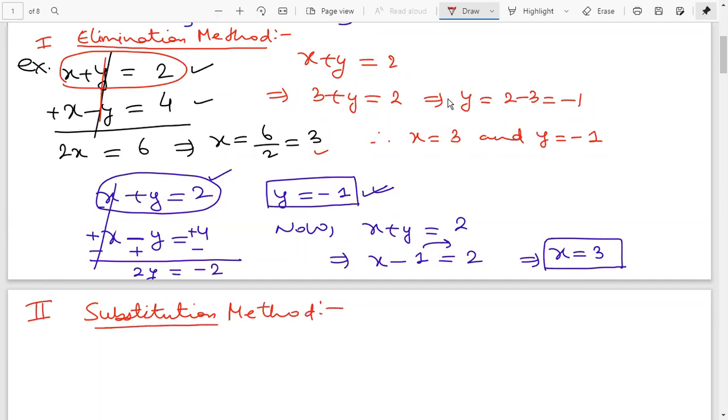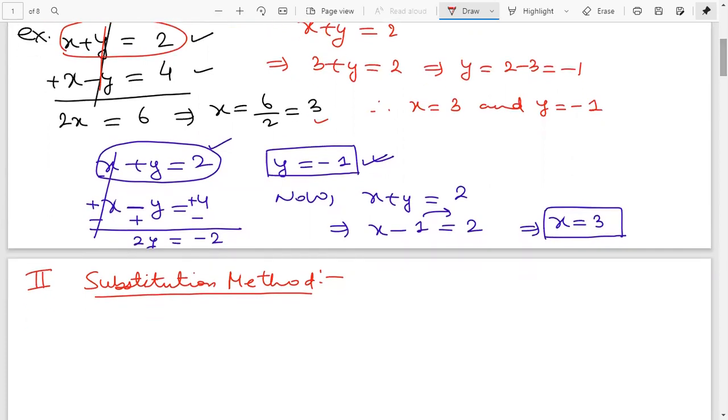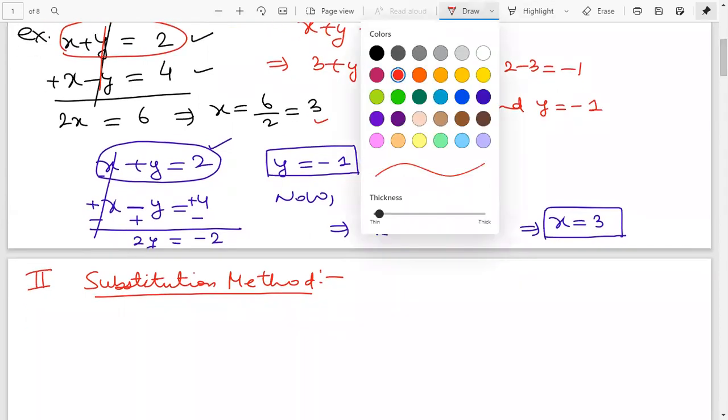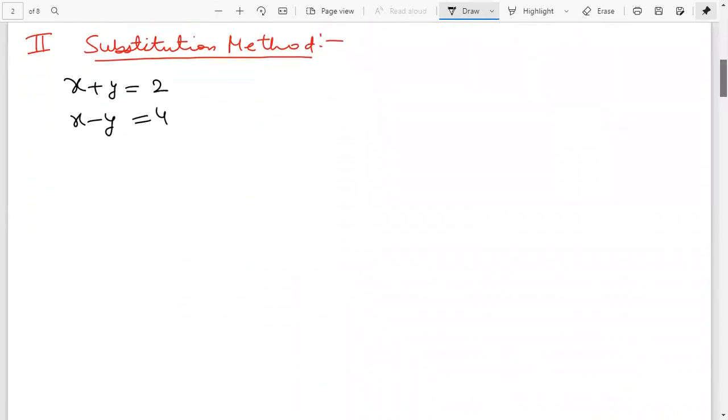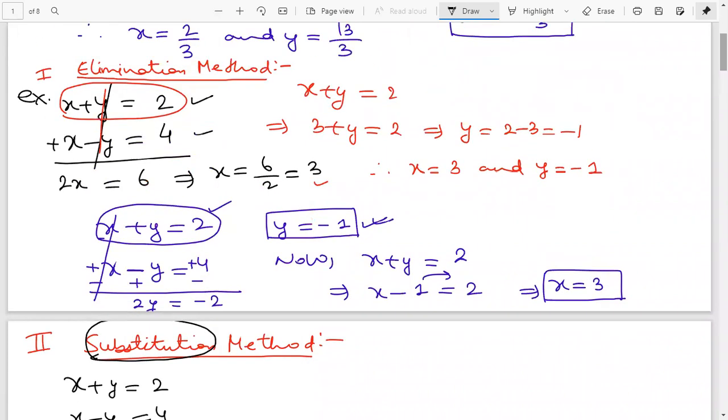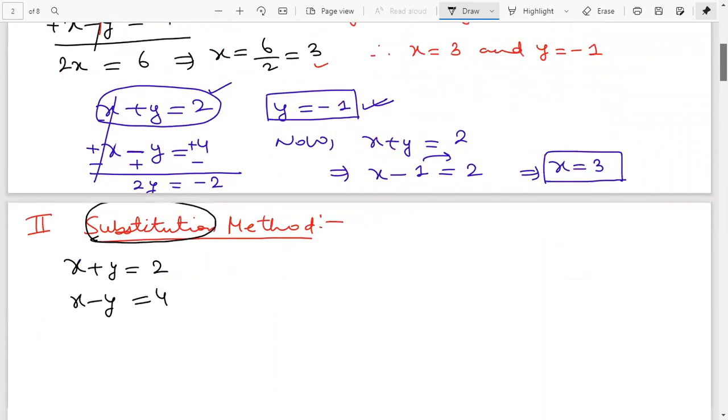What is the substitution method? Substitution, as the name suggests, is to substitute values. So let me first write the equations. See, x plus y was 2, and the second equation x minus y equals 4. So now we'll see the substitution method. As the name says, substitution means we will substitute, and in elimination, it means to eliminate, to cancel out.